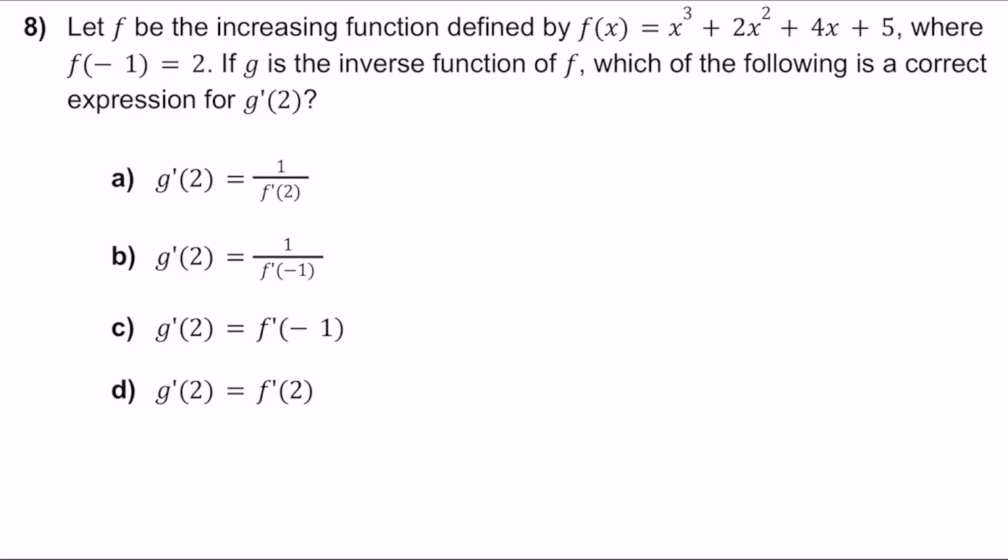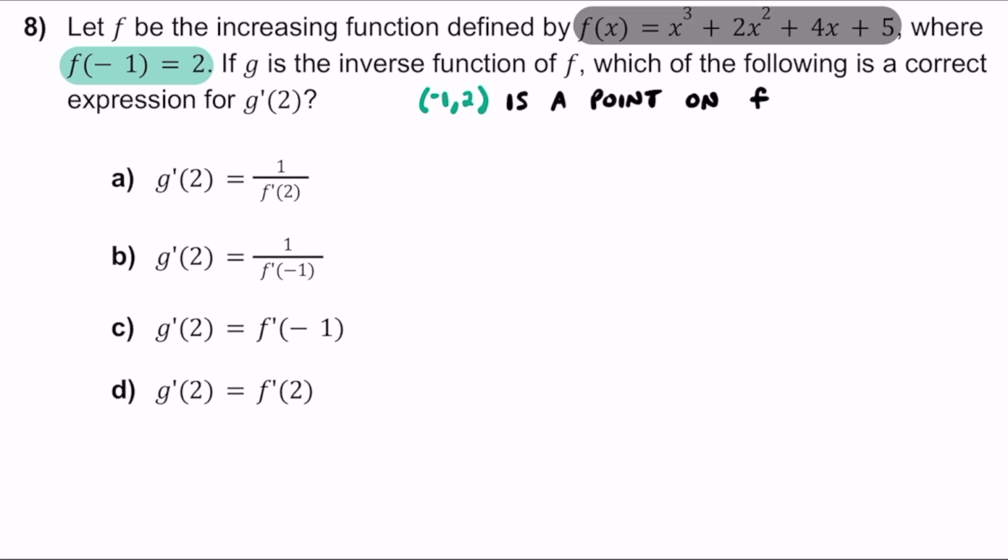Let f be the increasing function defined by f of x is equal to x cubed plus 2x squared plus 4x plus 5, where f of -1 is equal to 2. Alright, so here is our polynomial, and when we're told that f of -1 is equal to 2, we know that this point of -1 comma 2 is a point on function f.